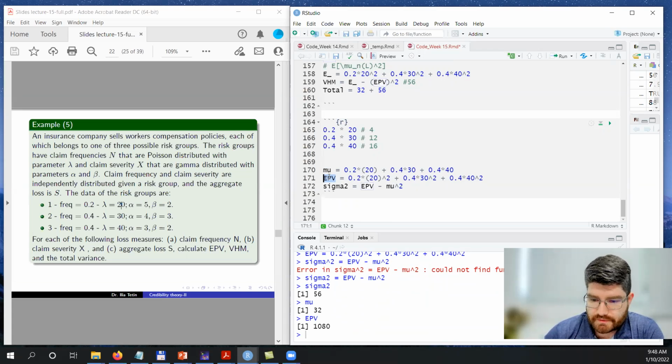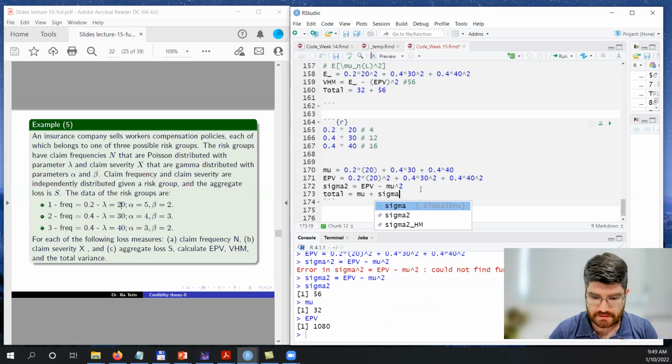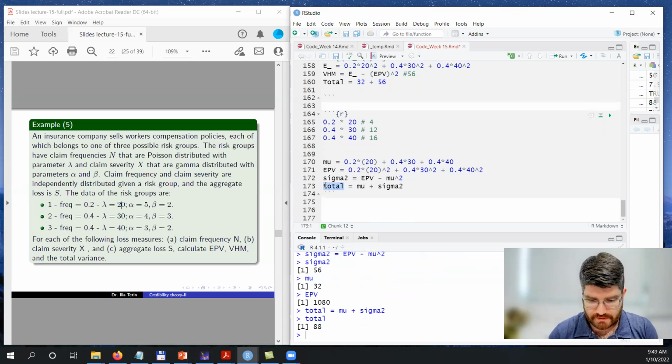So we first created the prerequisites for the first task, for claim frequency, and actually we can create something with the table, right? So let's first check what will be the total. The total will be mu plus sigma squared, and this is the total variance. As you remember, the total variance of N is 88. So now let's go to claim severity and create the table here.